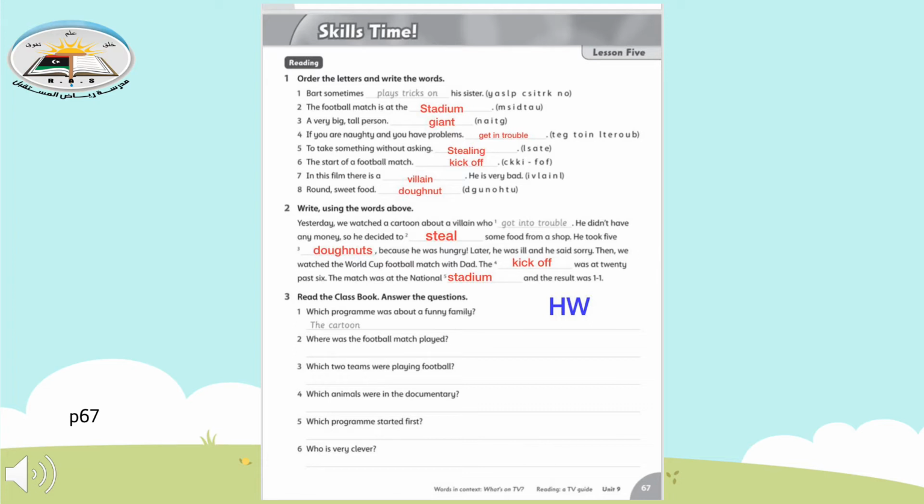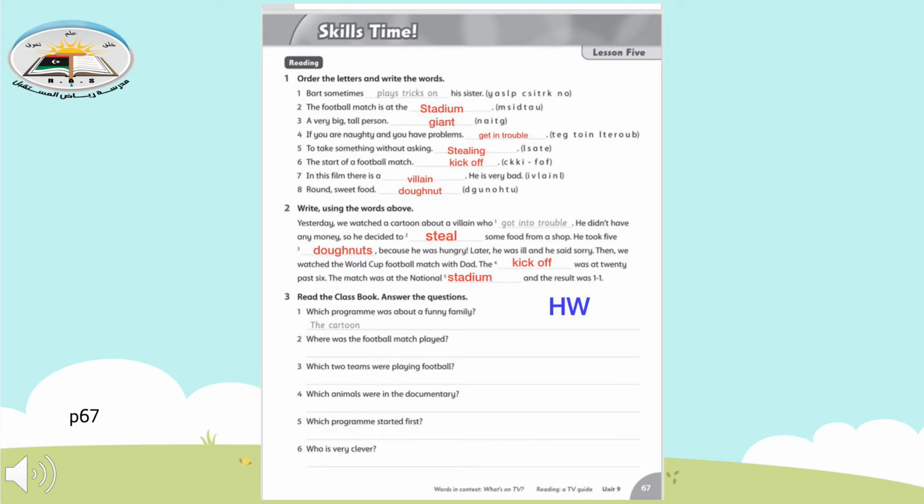Now we have number 2. Question number 2. Write using the words above. So the words we answered in question number 1, we're going to finish the sentences with them in the spaces. We're going to fill in the gaps with the words from question number 1. So we have: yesterday we watched a cartoon about a villain who got into trouble. He didn't have any money, so he decided to steal some food. In the space, we should write steal. From a shop, he took 5 donuts because he was hungry. So in space number 3, we write donuts.